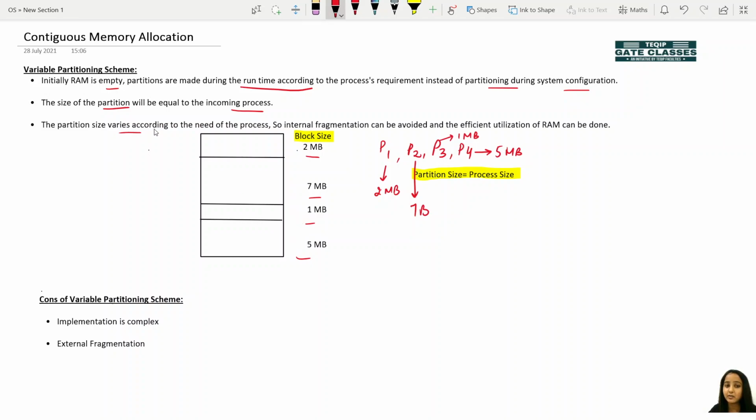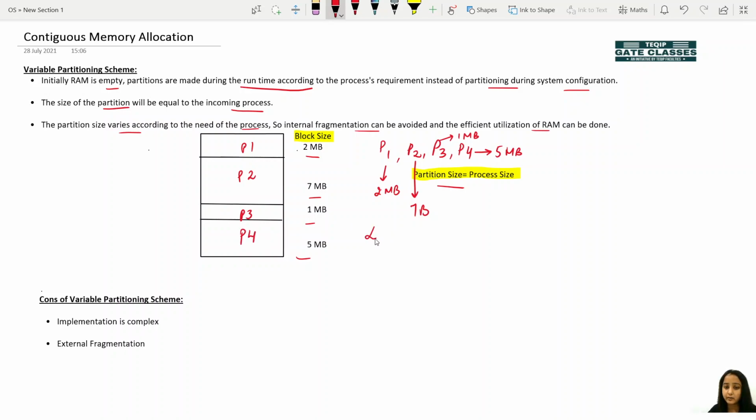The partition size varies according to the need of the process, so internal fragmentation can be avoided and efficient utilization of RAM can be done. See here, there is no chance of internal fragmentation. Why? Because the size of the partition will be equal to the incoming process. So P1 is placed here, P2 is here, P3 is here and P4 is here.